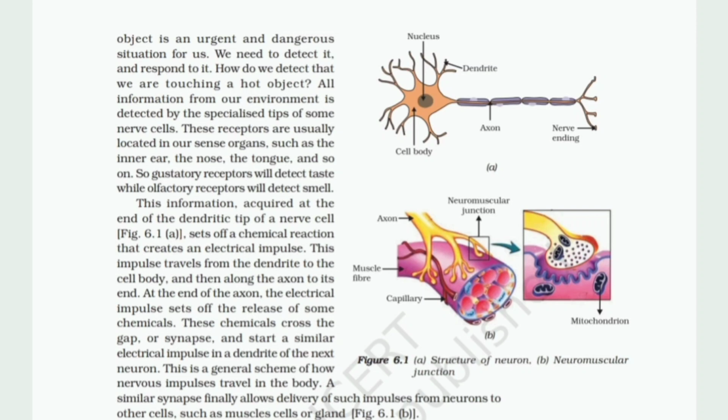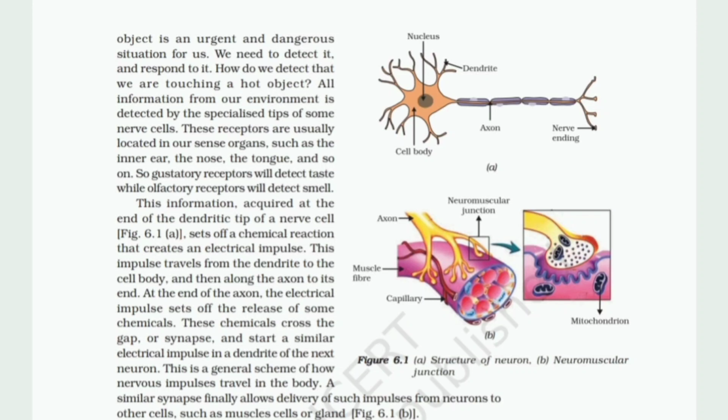Touching a hot object is an urgent and dangerous situation for us. We need to detect it and respond to it. How do we detect that we are touching a hot object? All information from our environment is detected by the specialized tips of some nerve cells. These receptors are usually located in our sense organs, such as the inner ear, the nose, the tongue, and so on. So gustatory receptors will detect taste while olfactory receptors will detect smell.